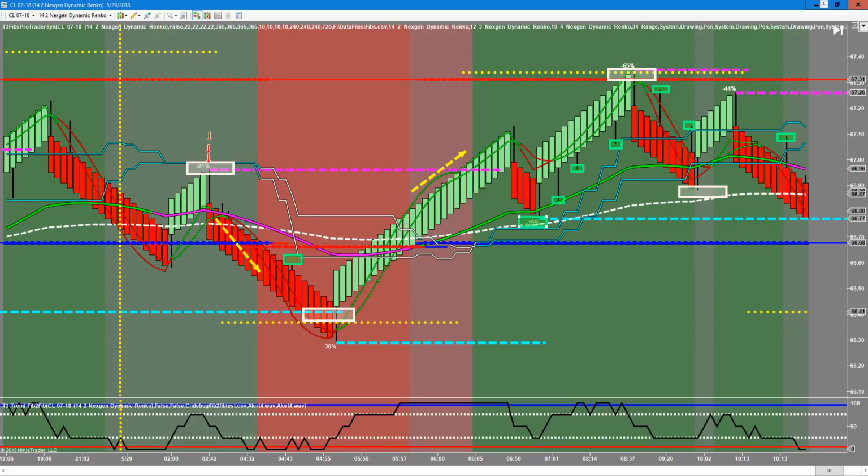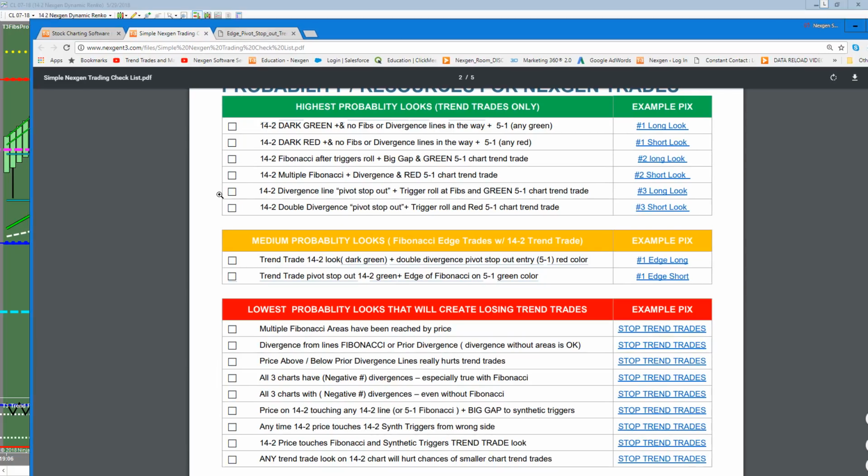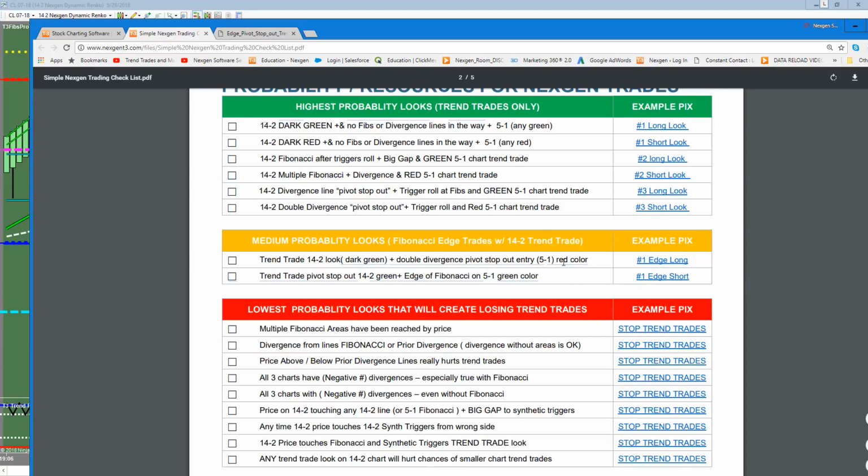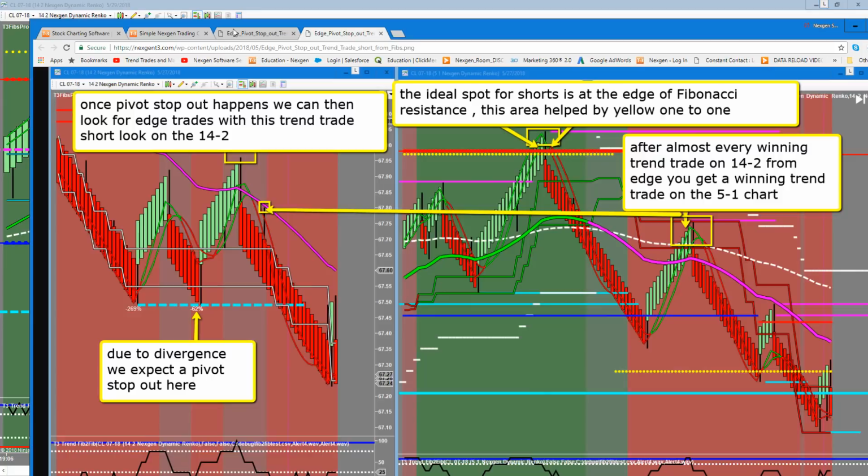So look, let me take the picture out of the plan here and I'll show it to you. It's going to look very simple. I mean, this is a trend trade short, edge of Fibonacci resistance, you can go short. In the plan for the long look, let me show you the long look, maybe I did that backwards.